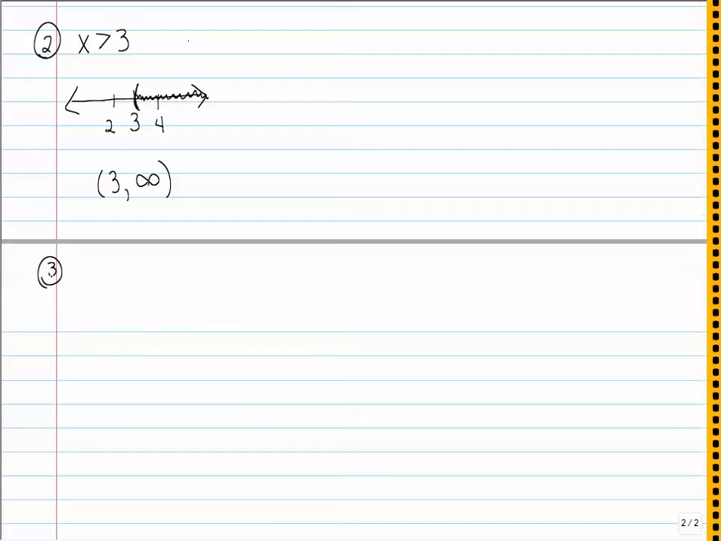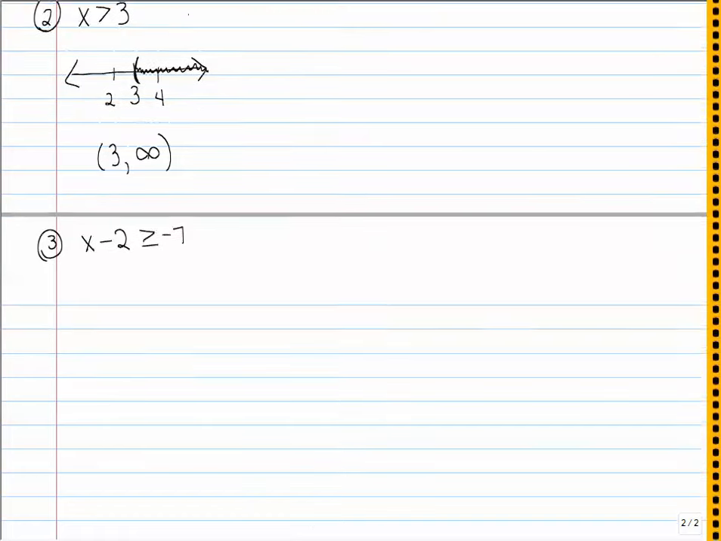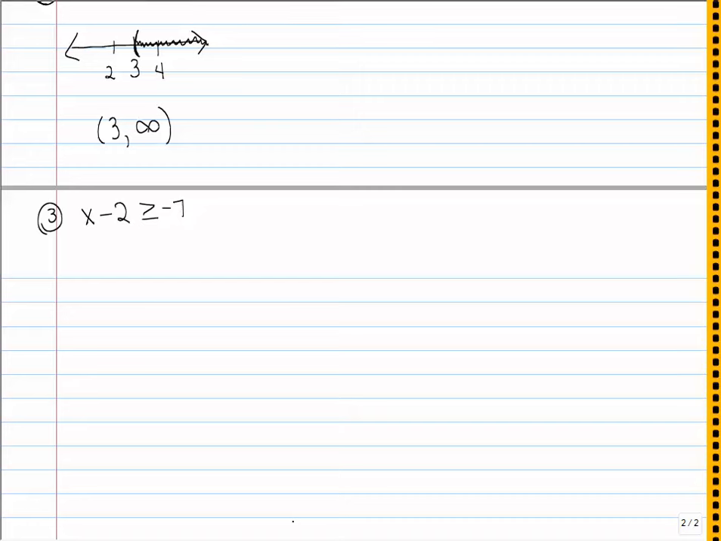Okay? Now we're going to actually solve some. So let's do x minus 2 is greater than or equal to negative 7. Now, you're going to solve this just like you did an equation. There is one thing you have to remember, but I'll tell you that on the next problem. On this one, you've got to get x by itself, so you add 2 to each side. So you get x is greater than or equal to negative 5.